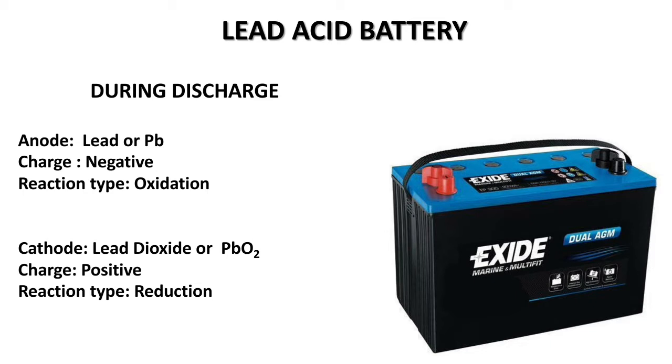Similarly, we have the cathode. The cathode is made up of lead dioxide, and the charge is positive. The reaction type taking place on the cathode is reduction, which is the gain of electrons.